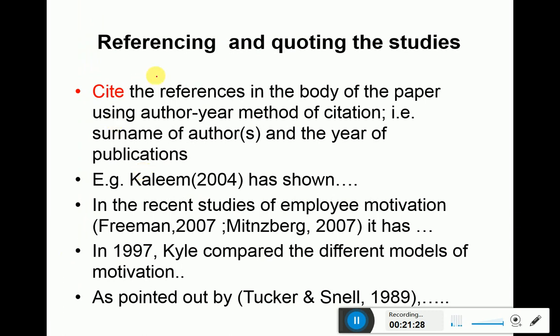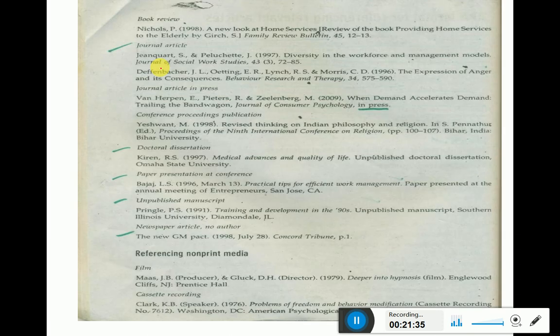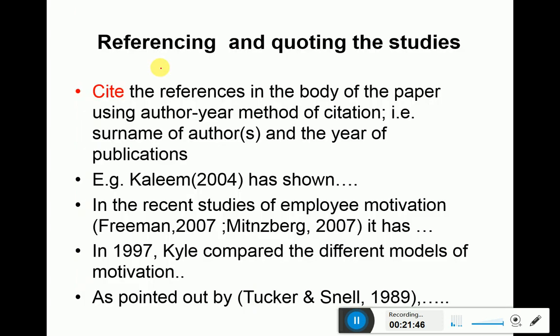The next thing is referencing and quoting the sites. What does it mean? At the start, I explained in the slides that APA style was mostly referencing in the bibliography, which comes clearly at the end of the thesis. Now suppose within the thesis, within the text, within my research paper, I want to add some quotation, I want to add some text. That is known as citation.